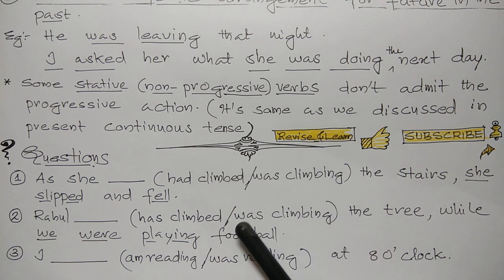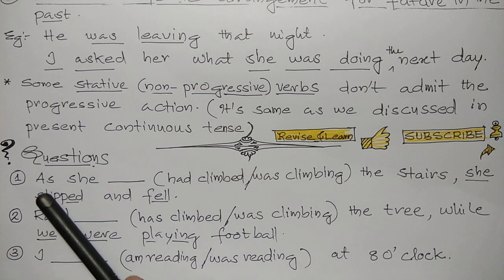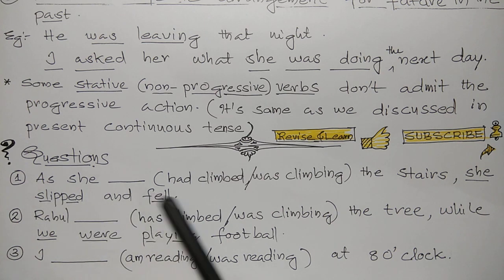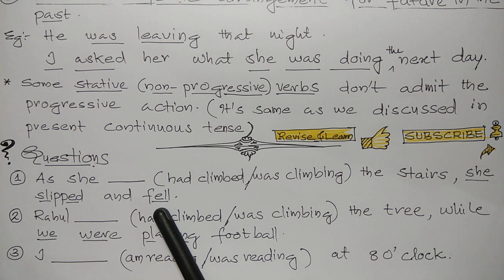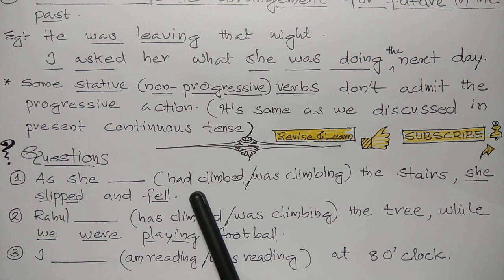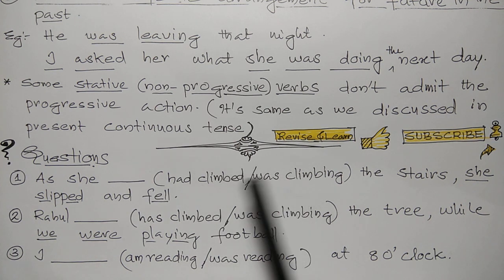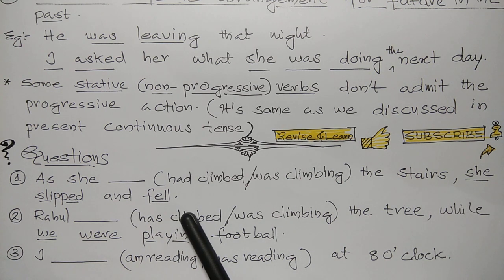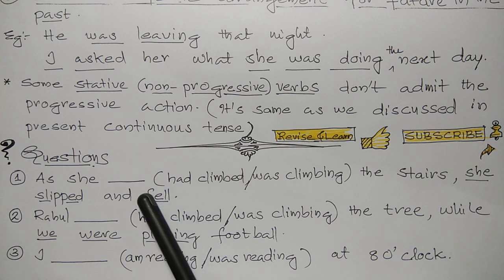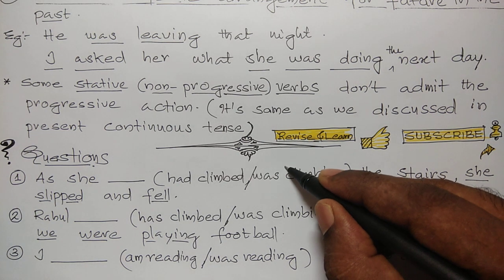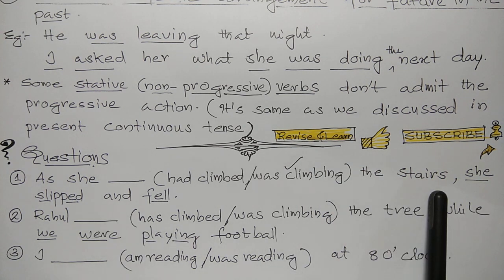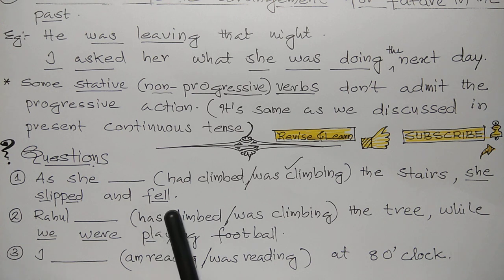Now there are 3 questions. Try to answer. First one. As she dash the stairs, she slipped and fell. Had climbed, was climbing. So as she dashed the stairs, she slipped and fell. This is a progressive action in the past. So we use past continuous, was climbing. As she was climbing the stairs, she slipped and fell.